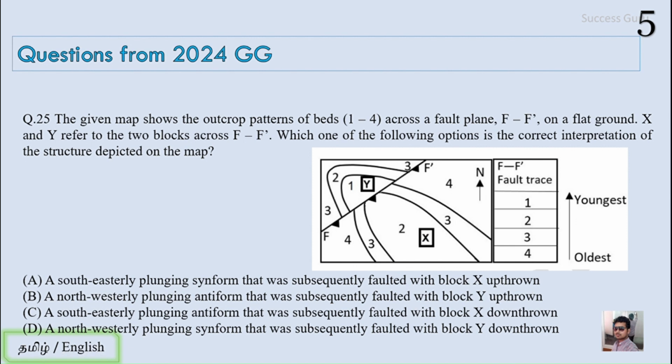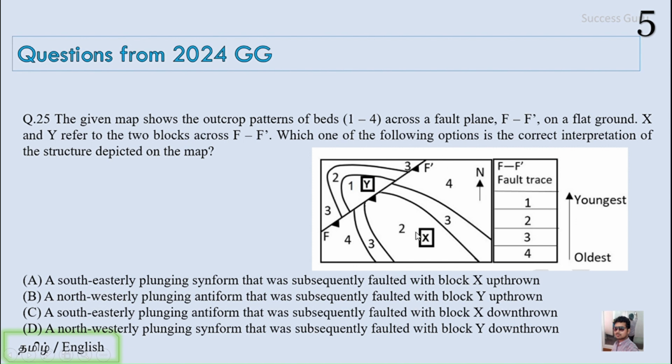Just continue with this. So here we have a fault. We have two different blocks, X and Y. So there is a fault, and we have the sequence of rocks, and we have two different blocks. So what we have to find is which one of the following options is the correct interpretation for the structural depiction of this map. So with this map, we have to find whether it is a synform or antiform, whether it is plunging, the direction of plunge, and which is the upthrown or downthrown block.